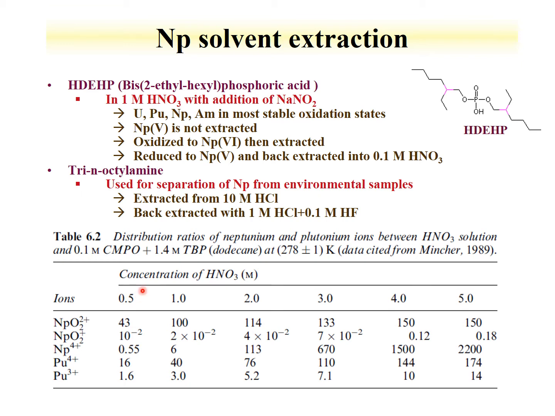And as we can see here, we can vary the distribution coefficients, depending upon the oxidation states. And if we examine a system such as 1 molar nitric acid, this mixture of CMPO and tributyl phosphate has a very high extraction for neptunium-6, extremely low for neptunium-5, and above 1 for neptunium-4. So here's a clear example of how the role of the neptunium oxidation state will vary the extraction behavior as a function of acid concentration.